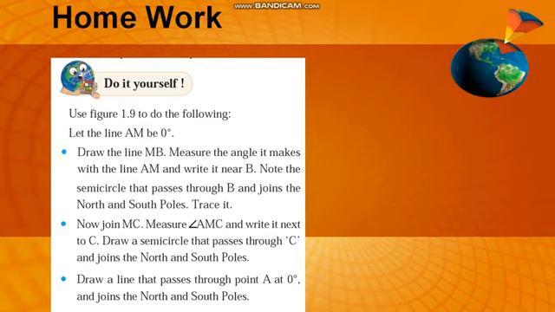So students, this is your homework. Try to solve this exercise.